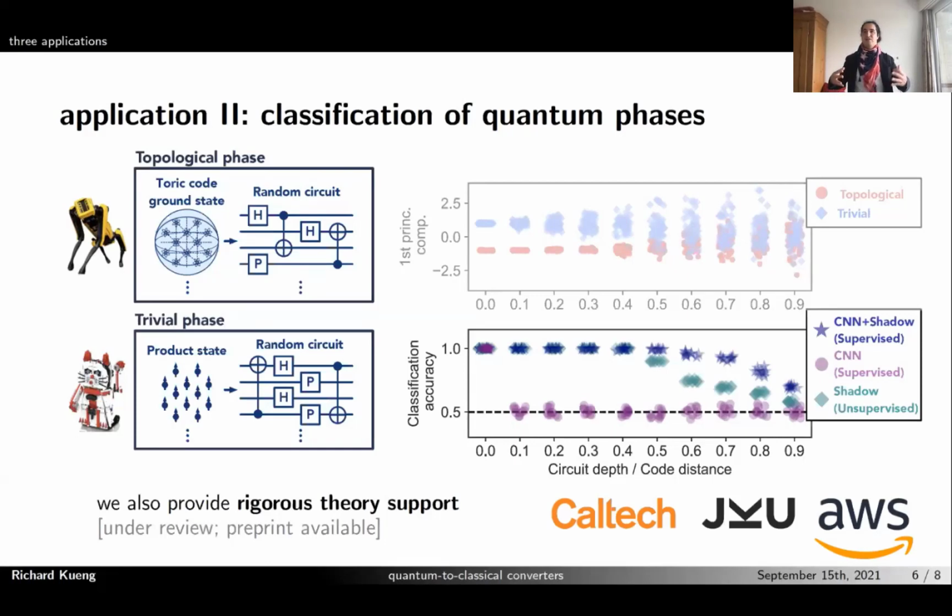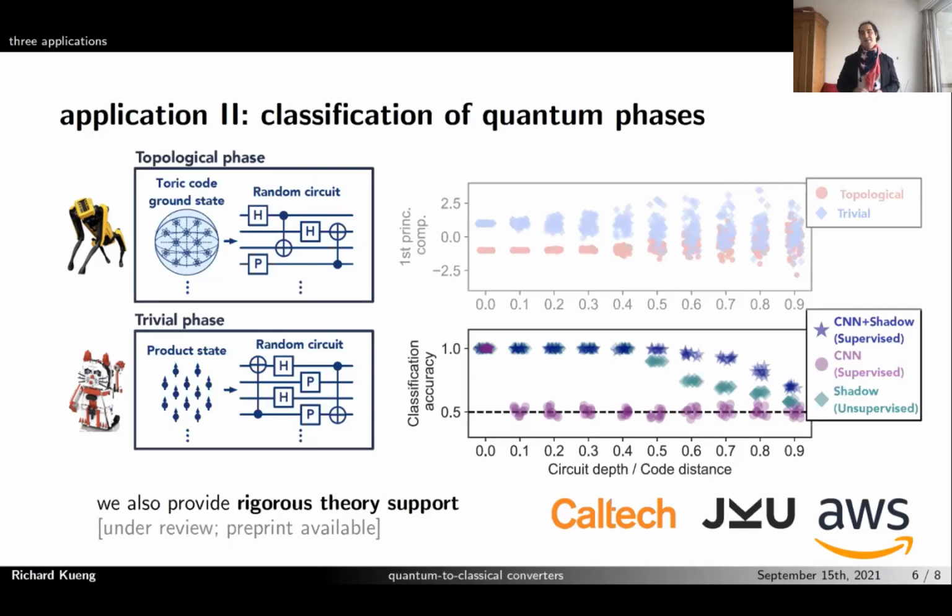And we decided to use our quantum to classical converters to do a quantum version of this problem, where the quantum dogs are quantum systems that belong to a topological quantum phase of matter, and the cats, the quantum cats, are quantum states that belong to a trivial quantum phase of matter. And if this name confuses and scares you, that's maybe appropriate, because quantum phases of matter are rather complicated and difficult to understand.